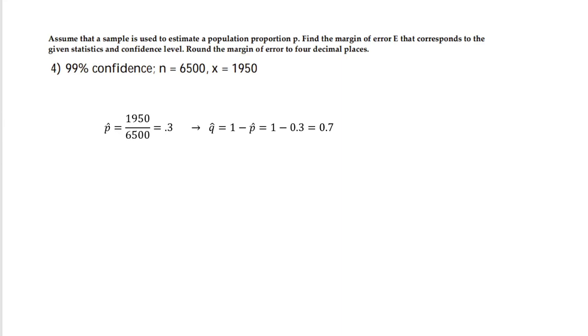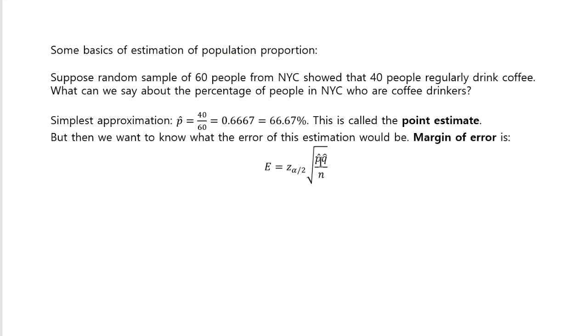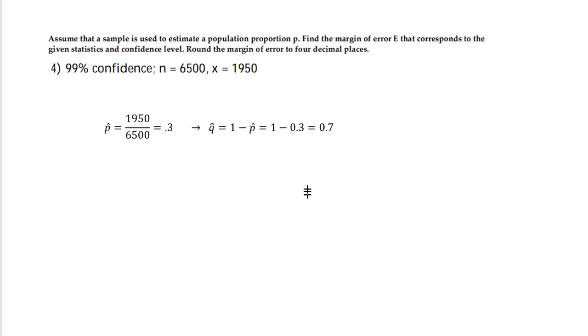Okay, so recall that for the margin of error formula, we had this formula right here. It required p hat, q hat, n we already have, and you need the critical value z alpha over 2, right? So that's why I'm calculating q hat as 1 minus p hat. That's the definition of q hat, and that gives you 0.7. And then the alpha level, or the significance level, is defined as 1 minus the confidence level. 99% converts to 0.99, so you do 1 minus 0.99 and you get 0.01.